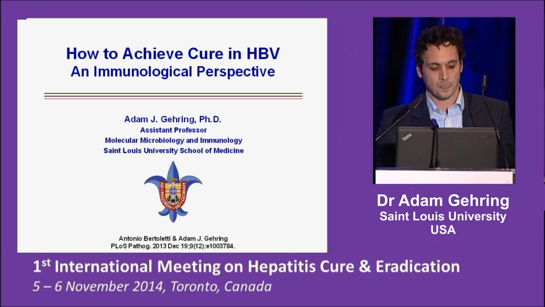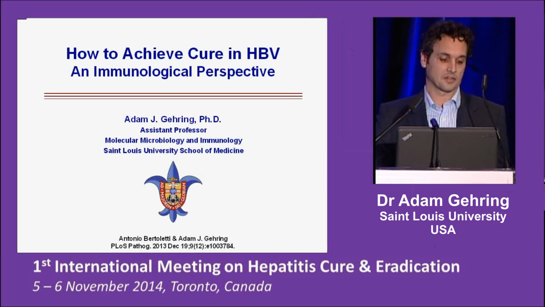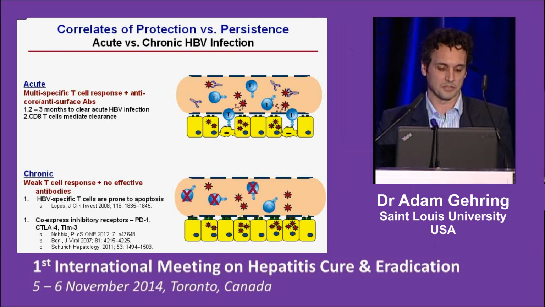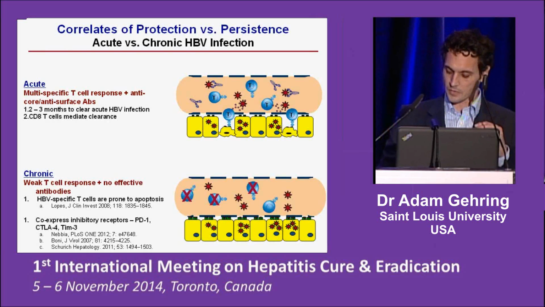The big difference here is it takes 2 to 3 months to clear acute hep B versus another acute viral infection. When you look in the context of a chronic infection, you don't see this multi-specific T cell response effect. It's very weak. We have very few antibodies or ineffective antibody responses, and the T cells, if they are present, are prone to apoptosis, or they co-express a number of inhibitory receptors like PD-1, CTLA-4, and TIM-3.